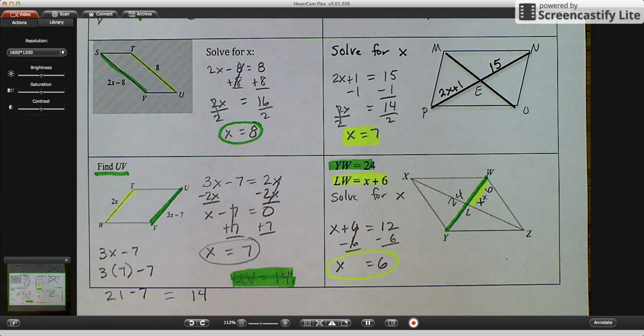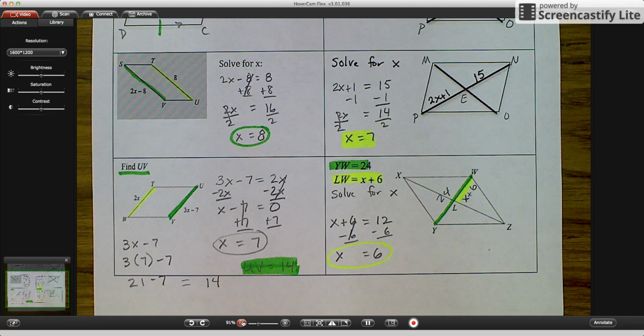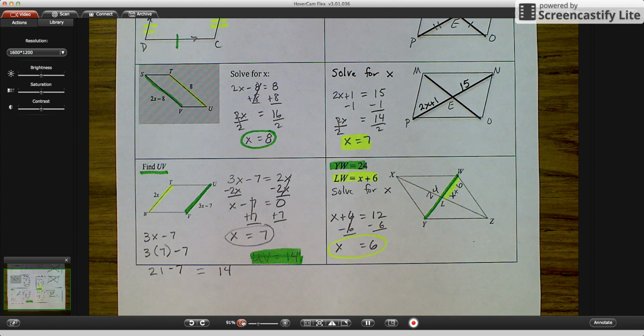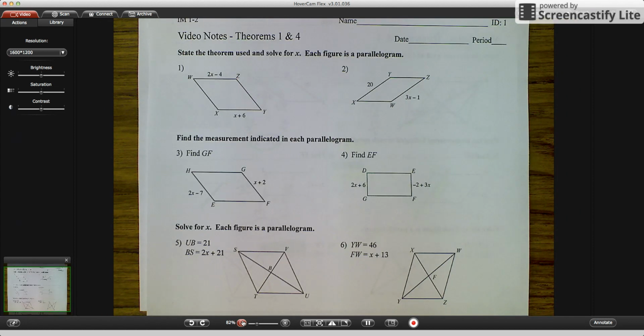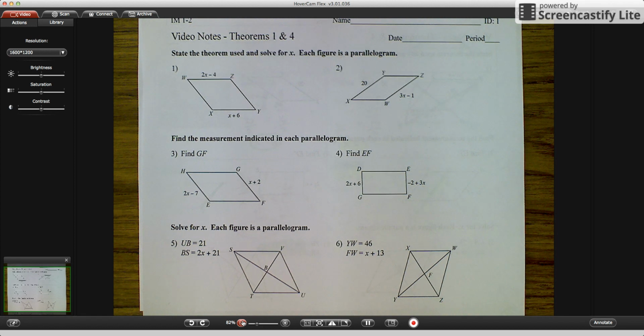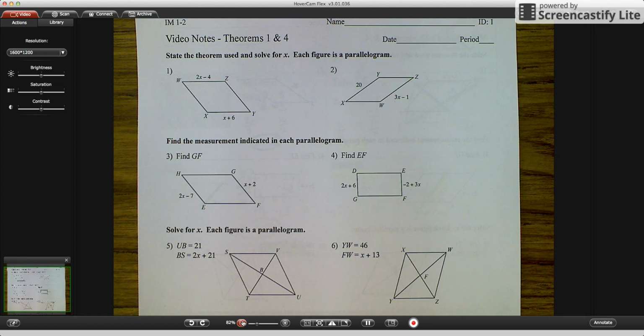I hope those explanations made sense to you. I know I went a little bit quick, but I would like you to get them and to use your practice page right there. I'm going to zoom out a little bit. And I'm going to put some practice problems that I'd like you to try. These 6 problems, these are the video notes theorems. This is also attached, and you can print it off, or you can copy down the pictures.